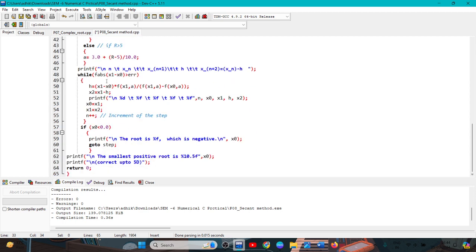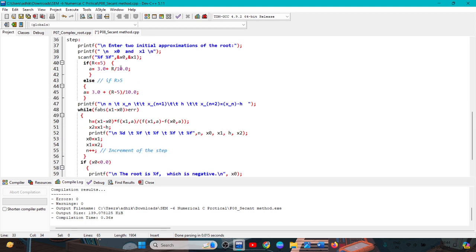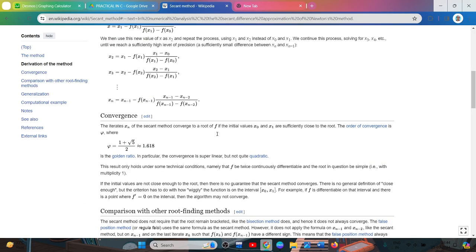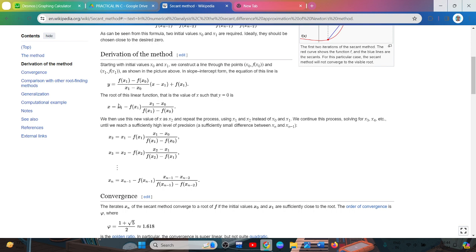Next, while the absolute value of x0 minus x1, that is the absolute value of the two initial approximations of the root, is greater than the error term 0.000001, h is equal to x1 minus x0 into f(x1) by f(x1) minus f(x0). This is the formula: x1 minus f(x1) into x1 minus x0 by f(x1) minus f(x0).